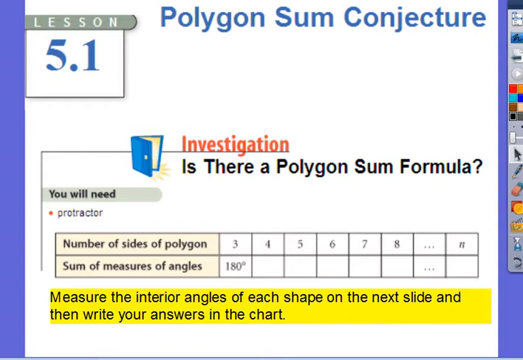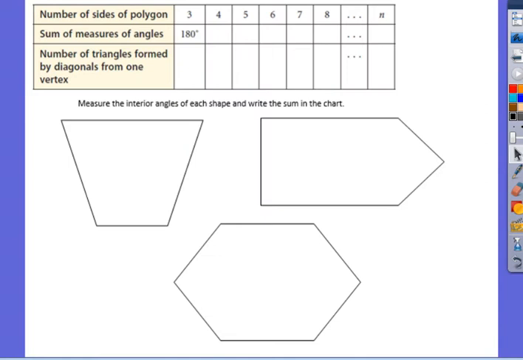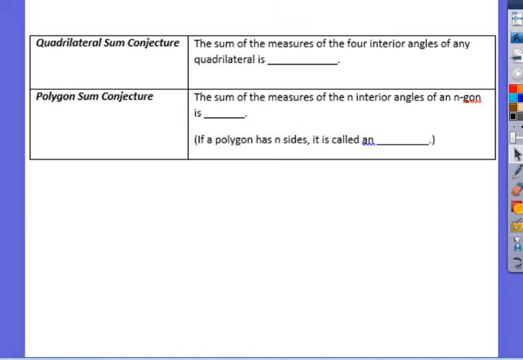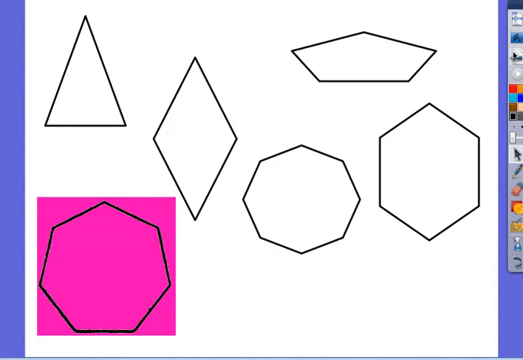And now write 5.1 polygon sum conjecture. Please write this into your notes. And what we're looking for is, is there a polygon sum formula? Now we'll do this in class. We will investigate this in class with the charts that you see right in front of you. And these are different polygons. A polygon is just a figure with 3 or more sides.